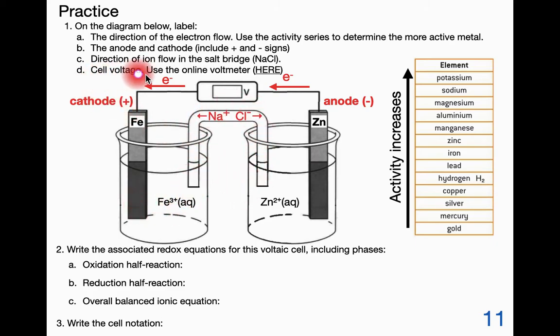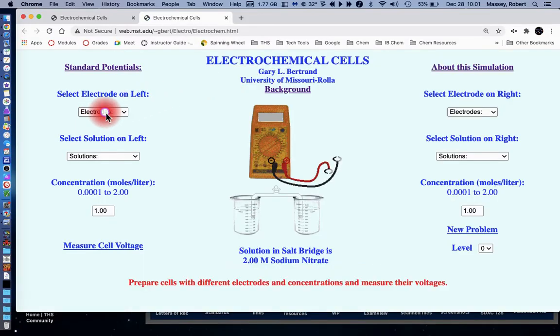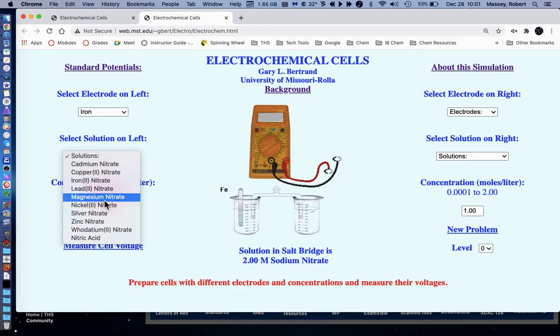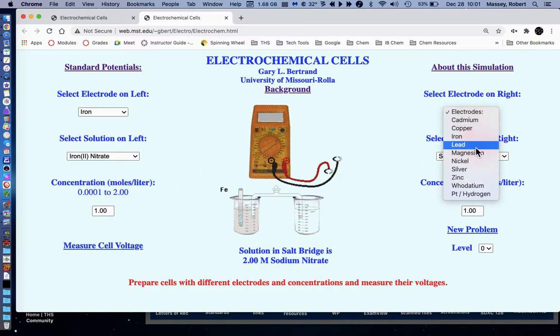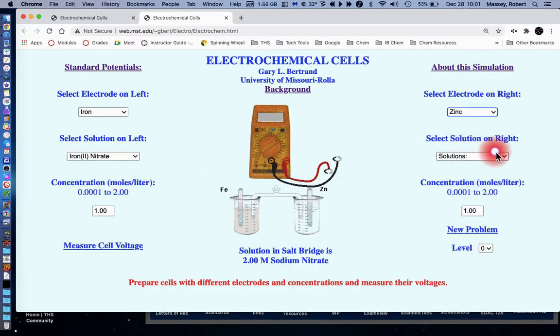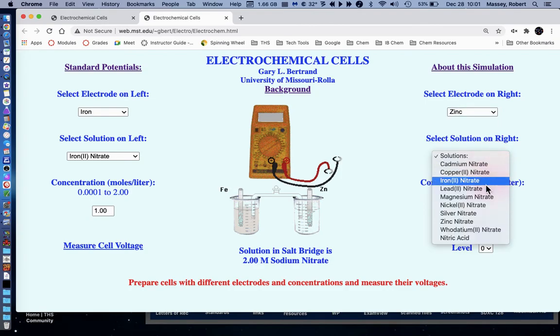The cell voltage, use the online voltmeter. Okay, so I have iron and zinc. So iron on the left, zinc on the right. So iron, zinc, iron 3 nitrate, zinc, and zinc nitrate. There's no zinc 3 nitrate.